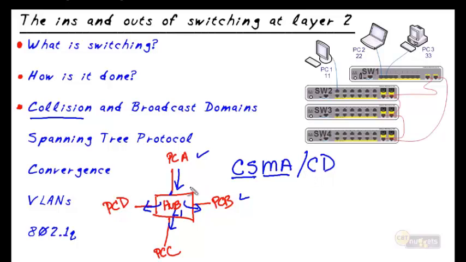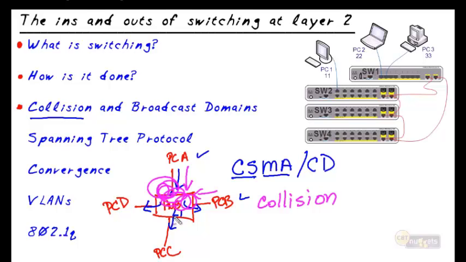Well, what happens if two devices send traffic at the same time? So PCA listens, and PCB listens. They both send their bits into the network at the exact same time. There's going to be an explosion. Now, it's not really an explosion, but what they do call it is a collision. So a collision can happen in a hub environment where you're sharing all the bandwidth.